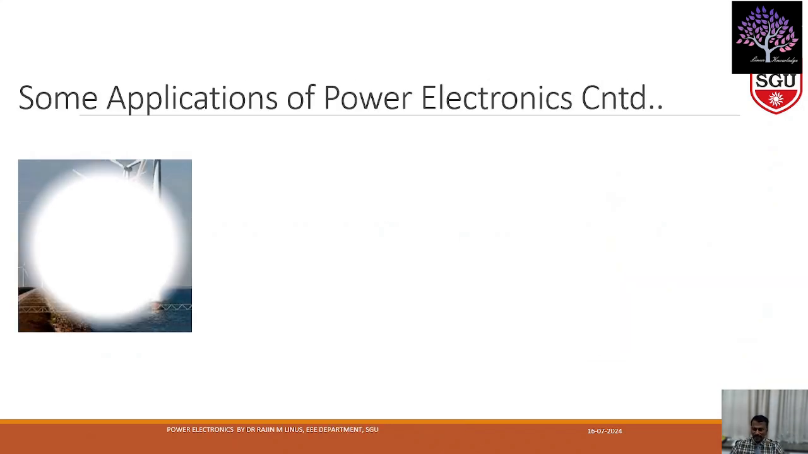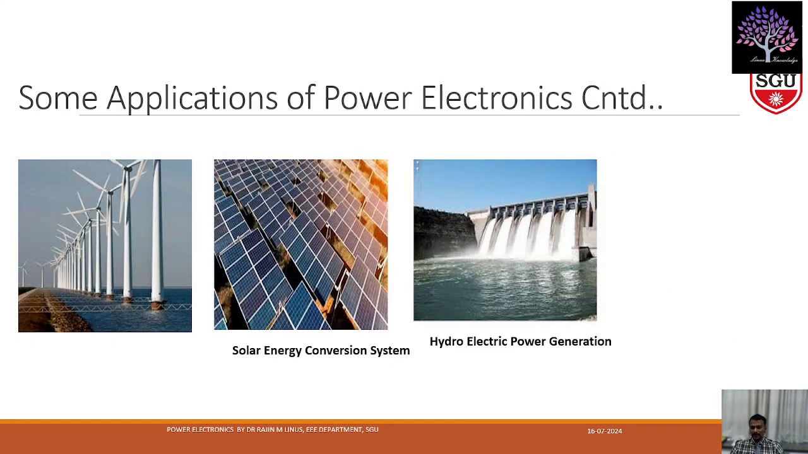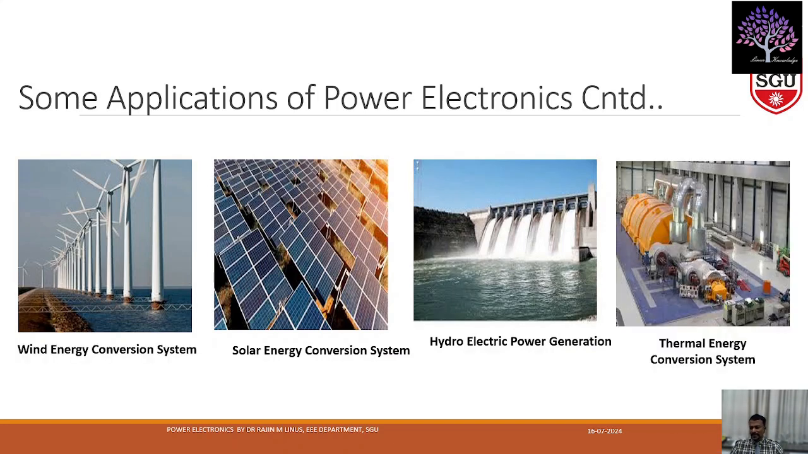Then some of the applications on the industrial side are wind energy conversion systems, solar energy conversion systems, hybrid electrical power generation and thermal energy conversion systems. In a wind energy conversion system, the generator gives an AC output, which we process with the required power converter. In a solar system we get DC, which we convert and transmit, and we require power converters. Hydraulic power generated output conversion is also required. Thermal energy conversion also requires power electronics. These are some of the applications I have shown; you can find many more on the internet.